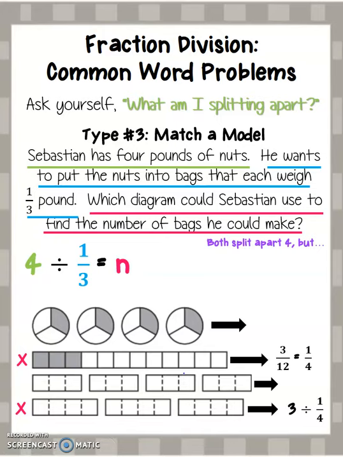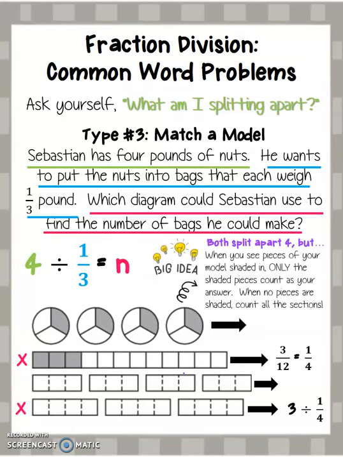But in the first model, I have one of those pieces shaded in, where in the third model, nothing is shaded. The big idea here is that when we see pieces of our model shaded in, only the shaded pieces will count as our answer. When no pieces are shaded, we have to count all the little sections. That means my first model can't be my correct answer, because what that's really showing then is 4 divided by 3, which is going to give me 1 1/3 as a final answer. That's not correct. Instead, I need to count each individual section to show 4 divided by 1/3, which is what my third model does. So when you're looking at these questions, make sure to write out that equation first.